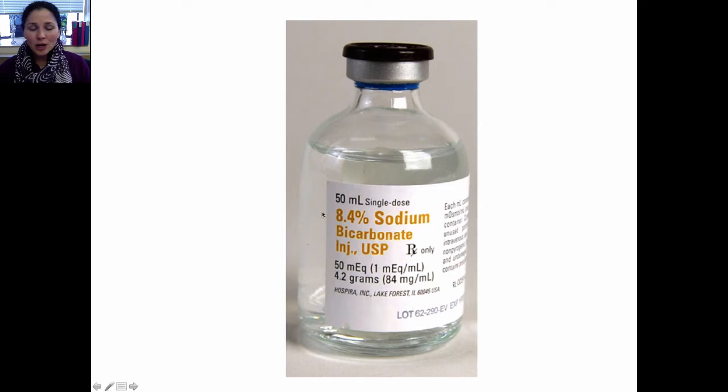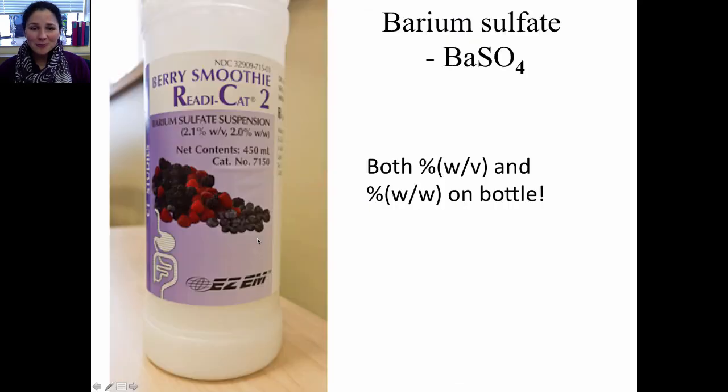Here's an example where a concentration is given in a percent. In this case, it's not stated whether it's M over V, V over V, or M over M, but you could figure it out knowing a little bit about sodium bicarbonate.